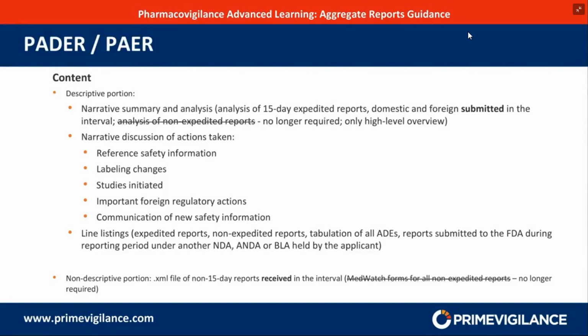Then the second part of the descriptive portion consists of the narrative discussion of actions taken during the reporting interval, and this includes information and a brief overview of the reference safety information, changes to the US labeling, overview of newly initiated studies, important foreign regulatory actions, and communication of new safety information. And then we have the third part of the descriptive portion, and this consists of the database outputs, or these are the line listings.